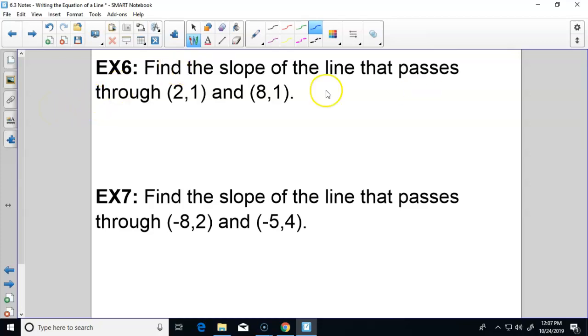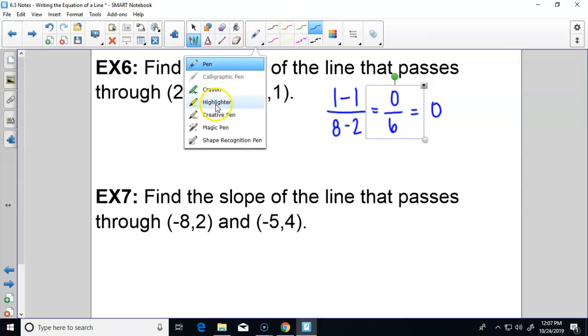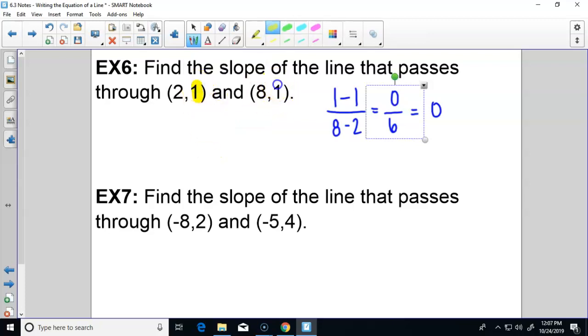If we're asked to find the slope of the line that passes through 2, 1, and 8, 1, we could do 1 minus 1, that's our y's subtracted, over 8 minus 2. So 1 minus 1 is 0, and 8 minus 2 is 6. So 0 divided by 6 is 0. Now, if I had noticed right away, I could have said to myself that the y's are the same. That's going to be 0 on the top, so the answer is 0. But a lot of times I have to actually solve that out before I realize it.